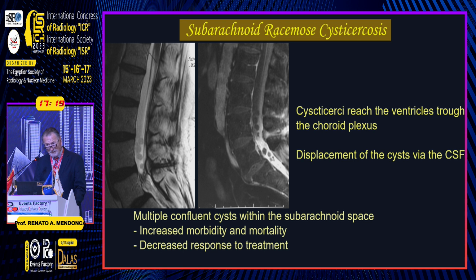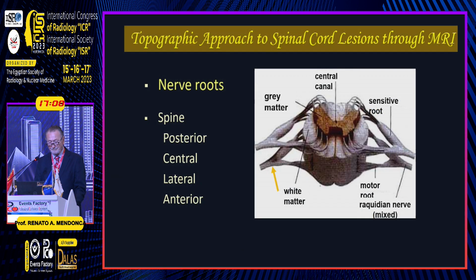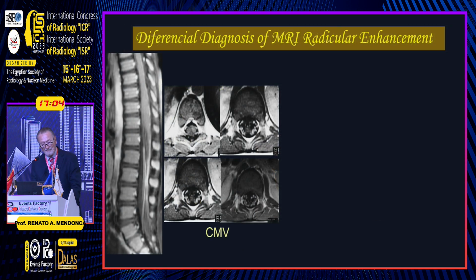It's not frequent, but it's not rare, unfortunately, in spite of all the health measures that we try to improve, but it's still prevalent. The nerve roots are most commonly affected. The most common agent for the compromise of roots is cytomegalovirus.